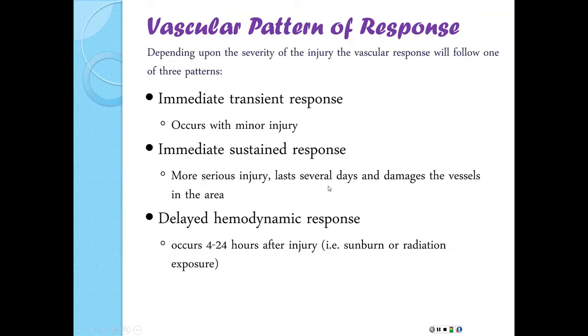The response can actually follow one of three patterns. The immediate transient response is usually something that occurs and lasts only for about 15 to 30 minutes. It's minor injuries, and actually the venules, the small veins, are most involved in this vascular response. Immediate sustained response is definitely more serious injury, much more long-term, and it involves all blood vessels, arterioles, capillaries, and the venules will be involved in this response. Delayed hemodynamic response occurs when the injury doesn't have immediate effects, but rather takes some time before the damage to the tissue occurs.